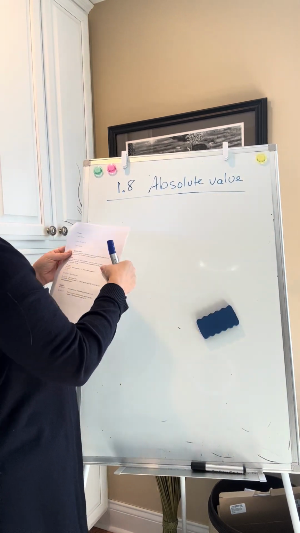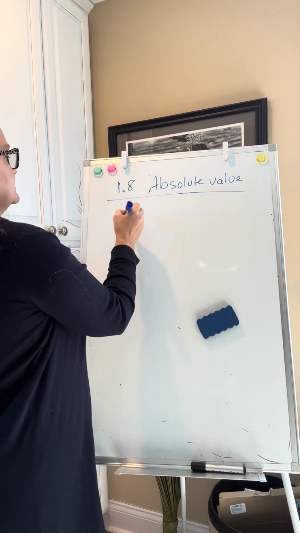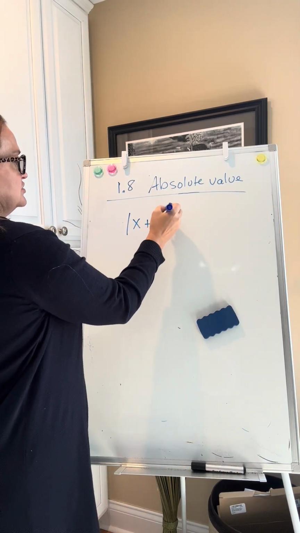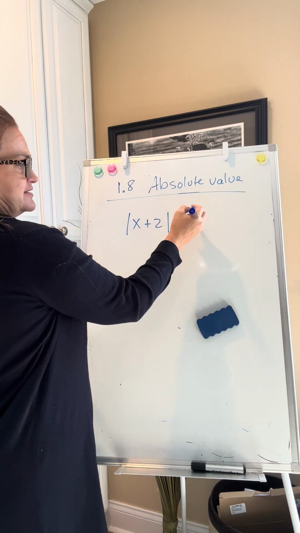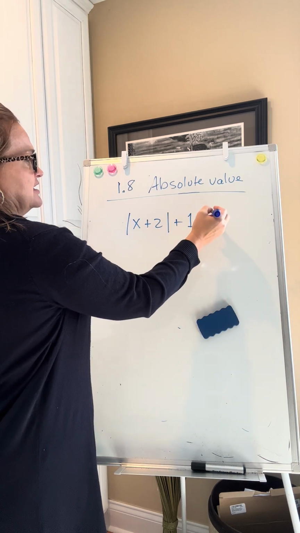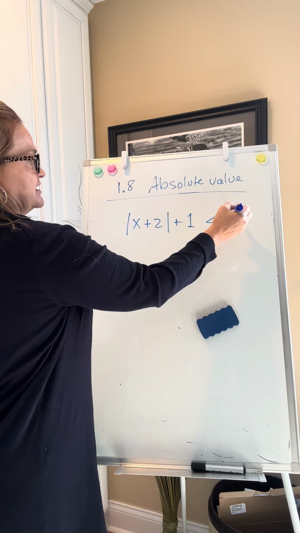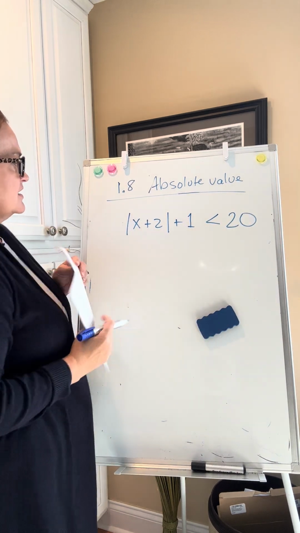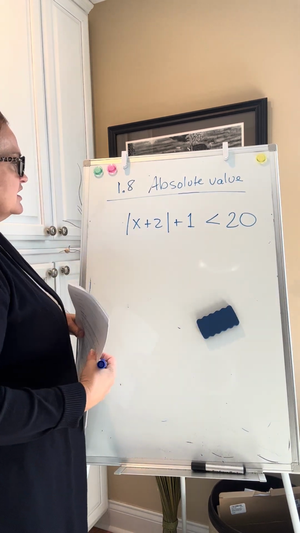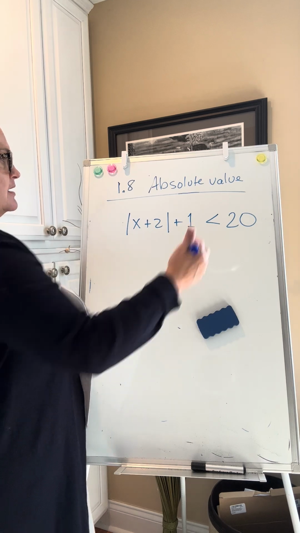So let me give you one to try. All right, so let's try that. Let's say x plus 2. Let's put a number outside that just to say we did. And we're going to do a less than, let's do 20. All right, so again, feel free to pause the video to work that. I'm going right ahead though.